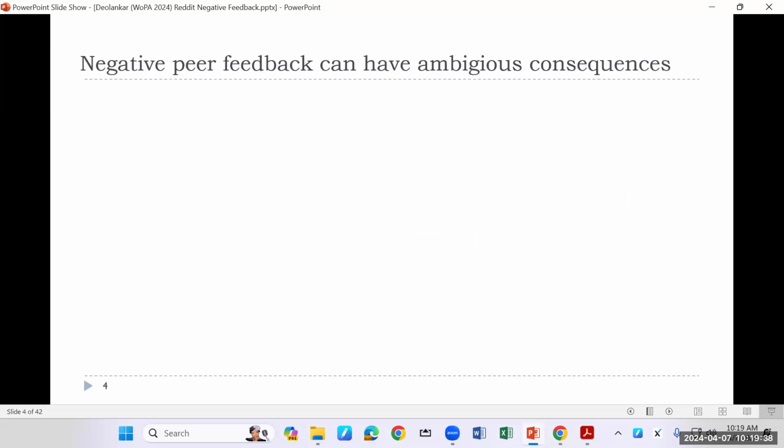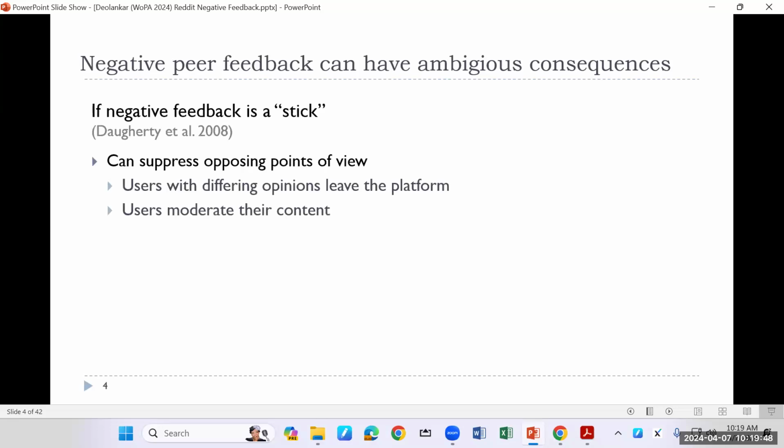Now, what's so special about negative peer feedback? Well, it can have a host of different ambiguous consequences on user behavior, which ex ante are very hard to predict. On one hand, you can think of negative peer feedback as a stick. Let's say you post something on social media and you receive negative feedback for it. That can discourage you from creating content again, meaning it can reduce your likelihood of subsequent content creation.